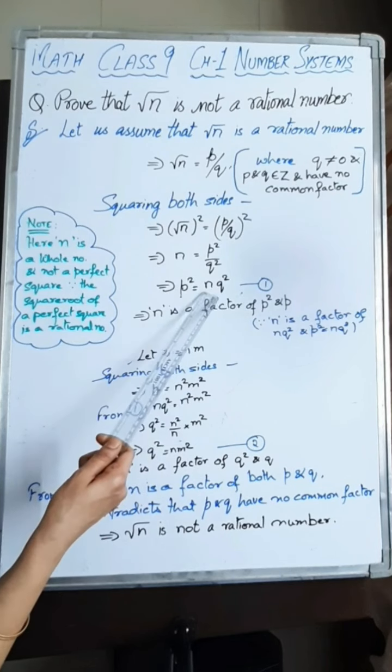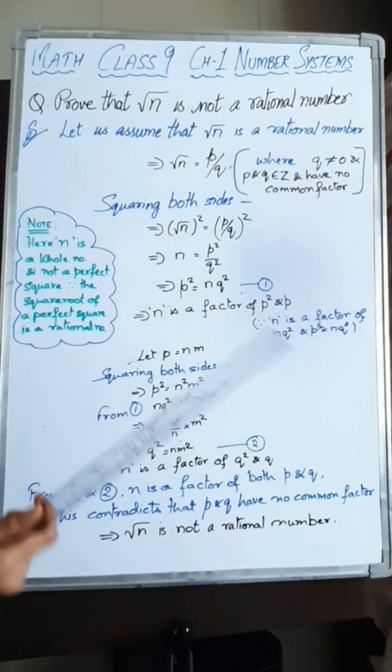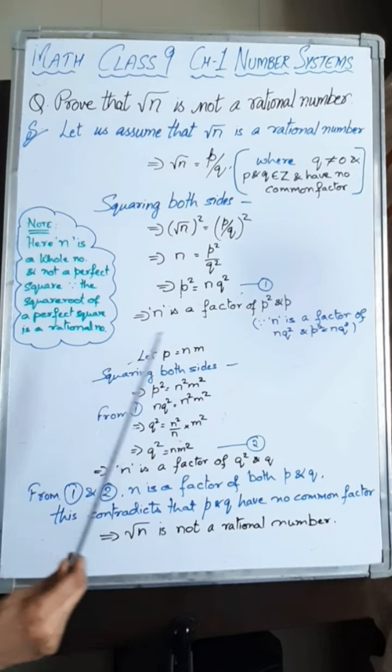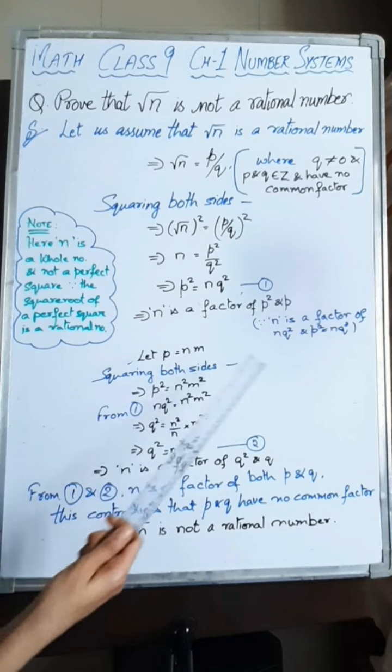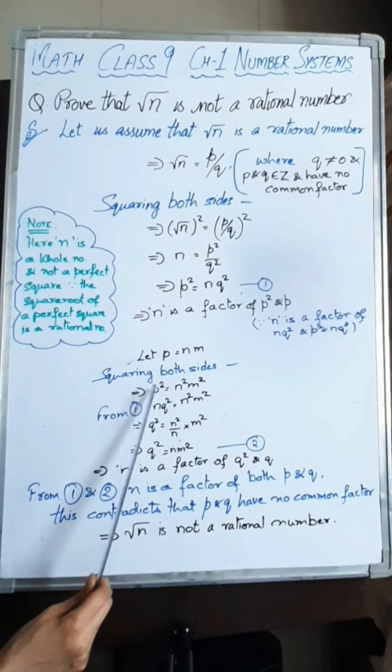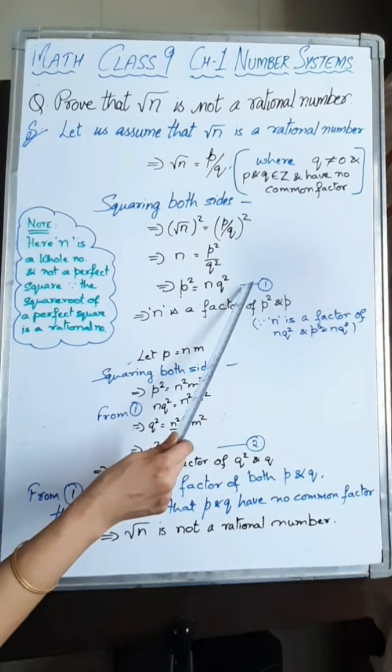Here we find that n is a factor of p square, that means it is also a factor of p, right? Let us mark it as equation 1. Now let us assume that this p is equal to some n into m. If we square it on both sides, we find again p square here, but we know p square is equal to n q square, that is what we got.